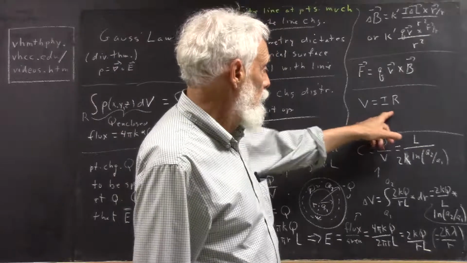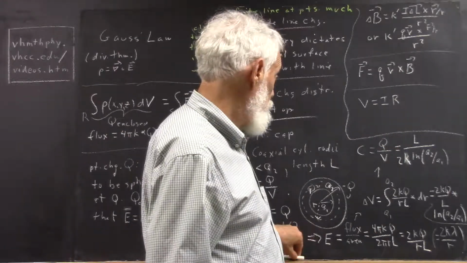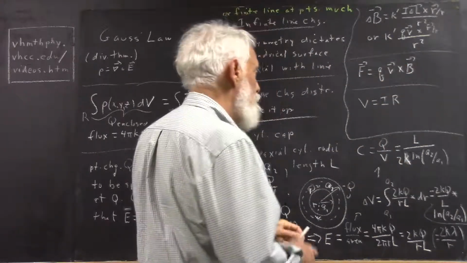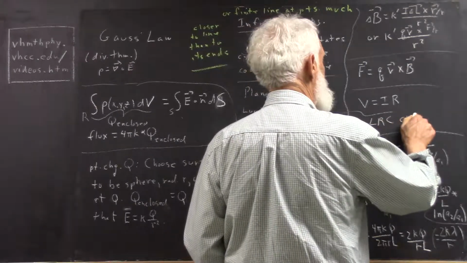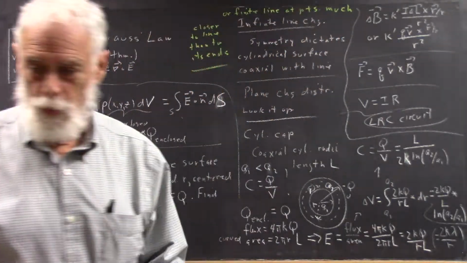And then you've got Ohm's law, voltage equals current times resistance, something we have a pretty good grasp of. We put these three things together, and voila, we get the magic of the LRC circuit, which is a very neat thing and very much worth understanding.